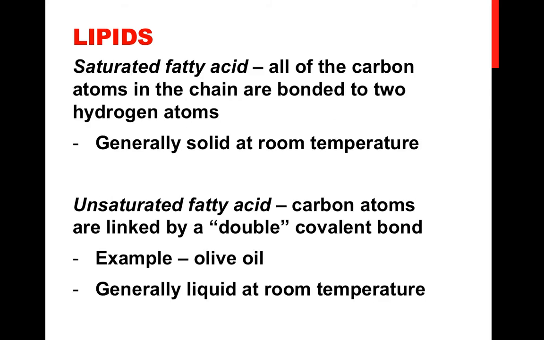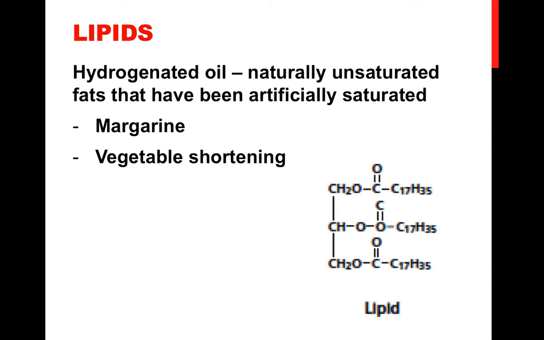Lipids such as saturated fatty acids, all of the carbon atoms in the chain are bonded to two hydrogen atoms. These are generally solid at room temperature. Unsaturated fatty acids, carbons are double bonded together, so they're generally liquid at room temperature, such as olive oil. Hydrogenated oil, you'll hear that term on commercials. It's naturally unsaturated fats that have been artificially saturated, such as margarine or vegetable shortening.